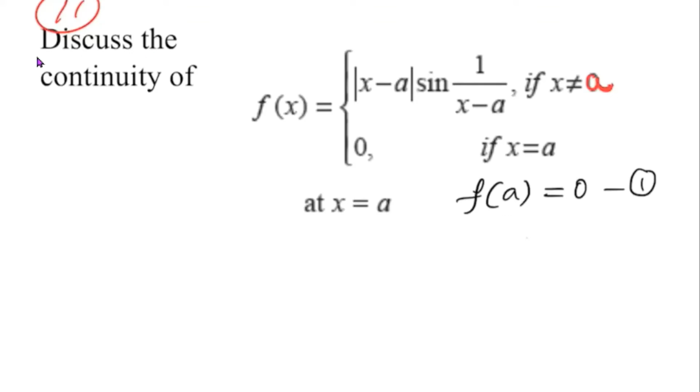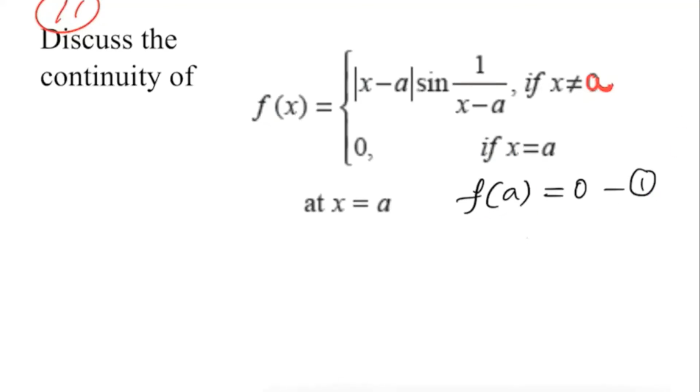Eleventh problem. Discuss the continuity of the function at x equal to a. So the function is defined as mod of x minus a into sine of 1 upon x minus a if x not equal to a, and f of x is 0 when x is a. A may be any real number. Now the value of f of a is 0, that is given. F of x is 0 if x equal to a. So f of a is 0.